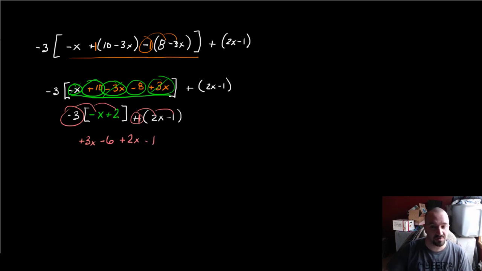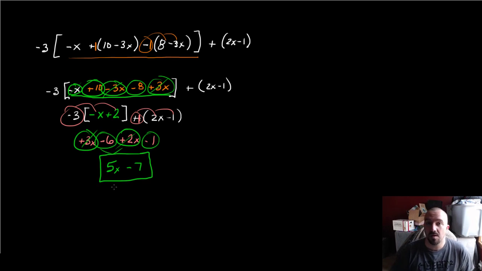And again, I'm just going to go through here, and I'm going to go ahead and combine like terms. So I take my positive 3x, my positive 2x. They combine to be 5x. And those are done. Negative 6 minus 1 is a negative 7. And that's the answer.